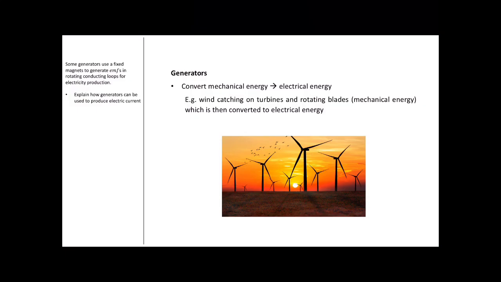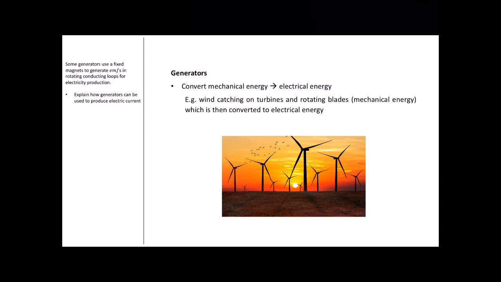We'll start with generators. Some generators use a fixed magnet to generate EMFs in rotating conducting loops for electricity production. EMFs are electromotive forces, or voltage. In Stage 2 physics, you'll need to be able to explain how generators can be used to produce an electric current.